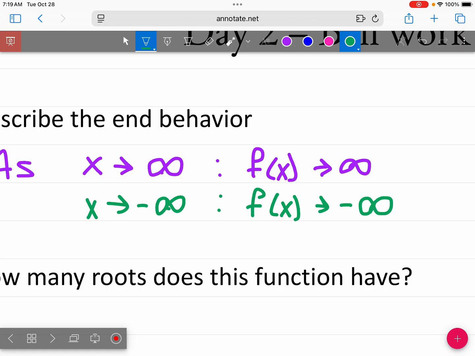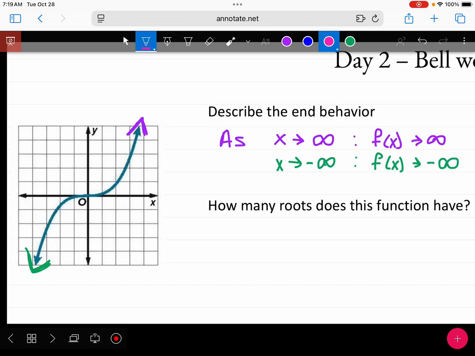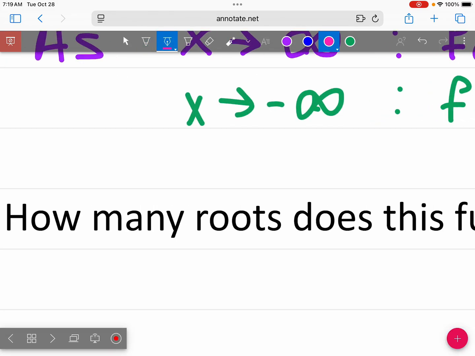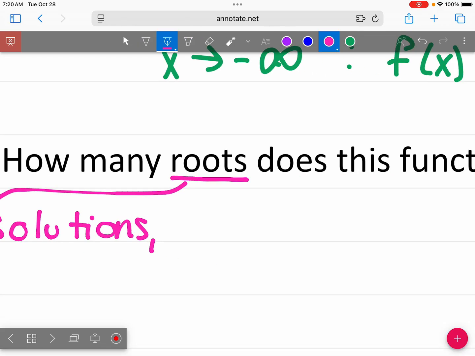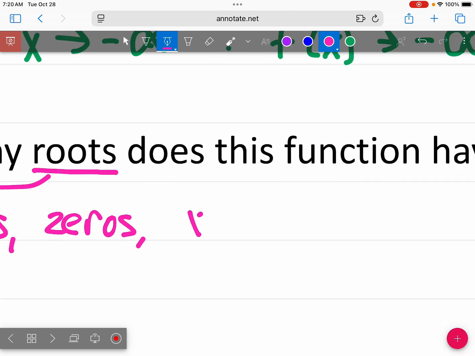How many roots does this function have? Roots. Remember that has several synonyms: solutions, zeros, x-intercepts. Those all mean the same thing.